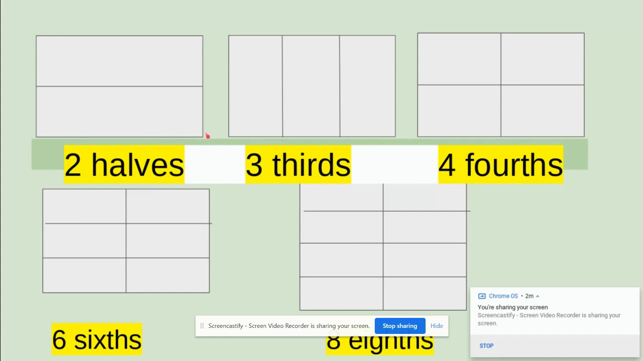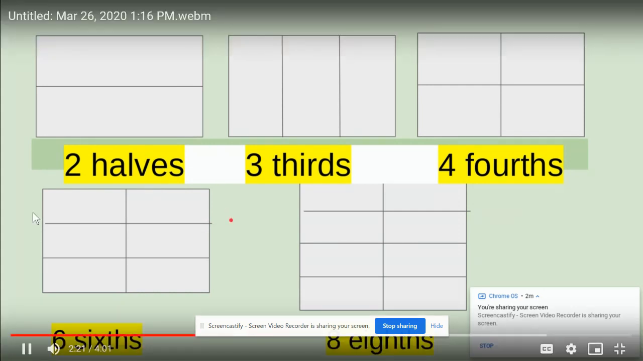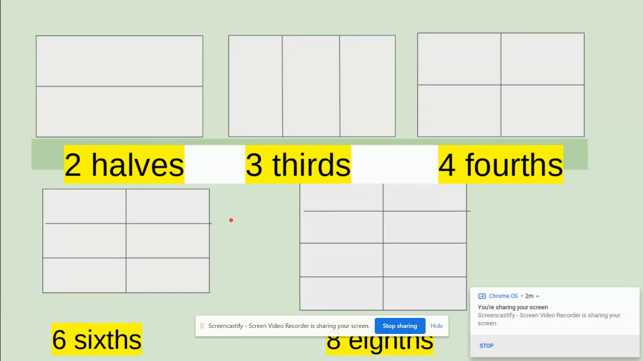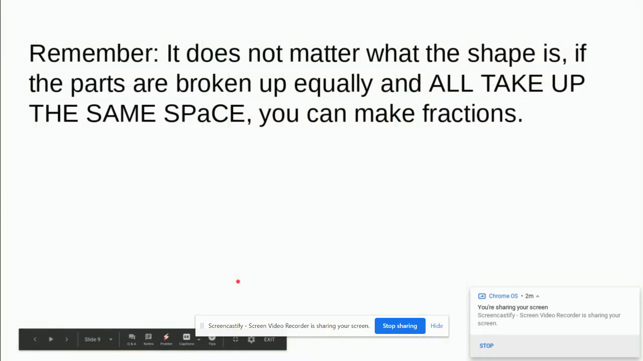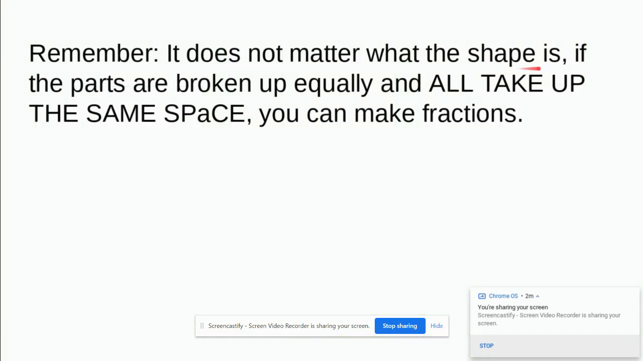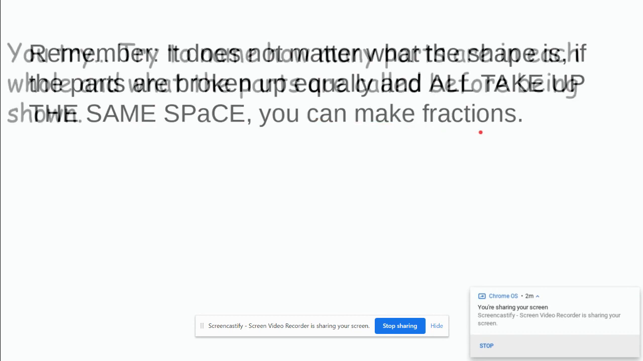So this is basically what we just discussed. If you're able to pause the video, I paused it. Remember, write these down as great reminders of what they look like and what they're called. Remember, they don't have to be in this shape. But if you see a shape that's broken into 6 equal parts, those are going to be sixths. Just remember, it does not matter what the shape is. If the parts are broken up equally and take up all the same space, you can make fractions.